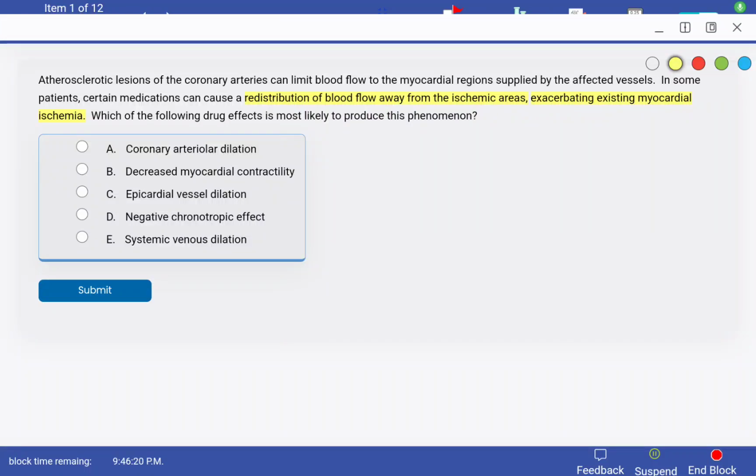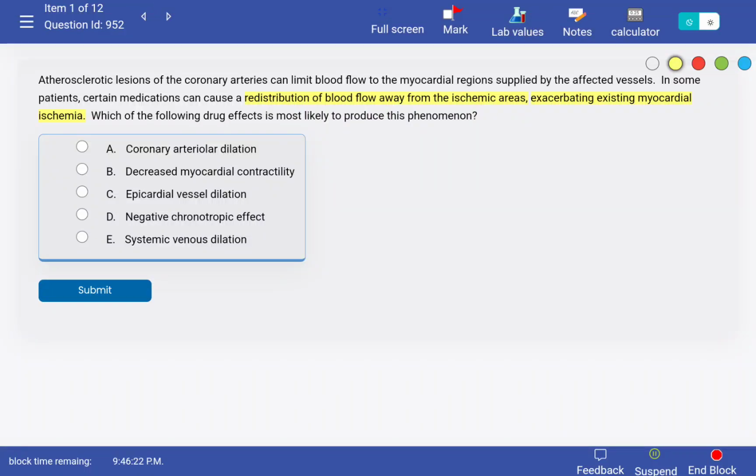From Cardiac Pathophysiology, right? So, in question number one, we have atherosclerotic lesions of the coronary arteries can limit blood flow to the myocardial regions supplied by the affected vessels. In some patients, certain medications can cause a redistribution of blood flow away from the ischemic areas, exacerbating existing myocardial ischemia. Which of the following drug effects is most likely to produce this phenomenon?